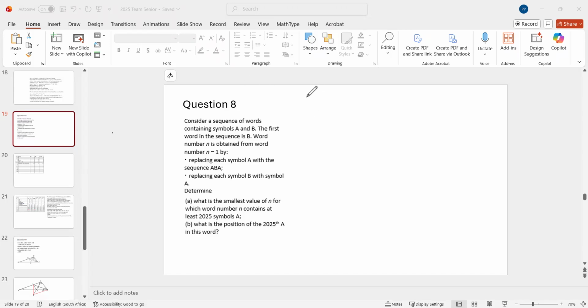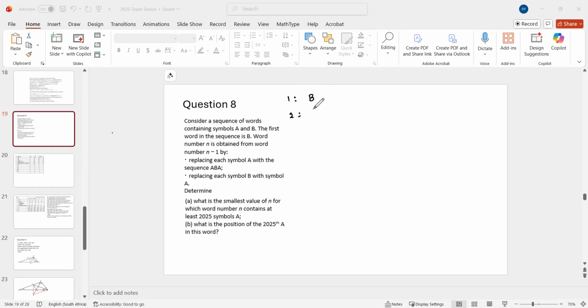Right, so you've got a sequence. I'm going to put them from top to bottom. The first word in the sequence is B. The word number N, so this is the first word, let's call it 1. The second word, for instance, is obtained from the word N minus 1, the previous one, by replacing each symbol A with the symbol ABA.